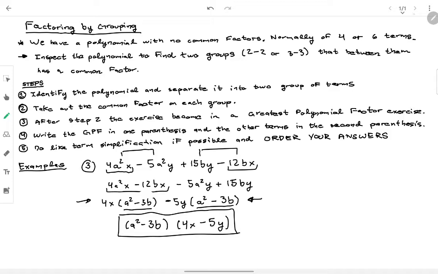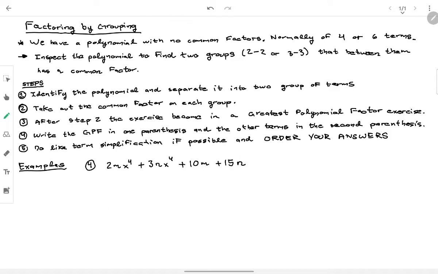Let's see another example. So in the next exercise, it's going to be something like this. Remember, we need to create two groups of two terms. So in this case, maybe I can use the first two because they have x to the 4, and the second two because they don't have x to the 4. So on the first one, the common part is x to the 4. X to the 4 is going to be multiplied by 2m plus 3n.